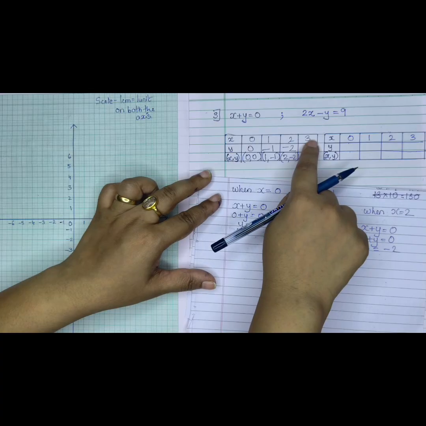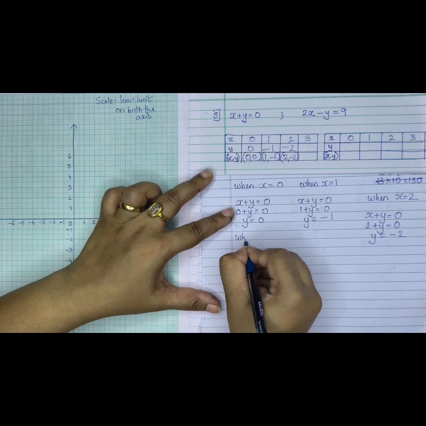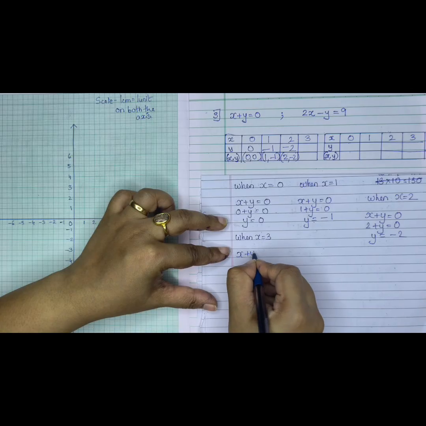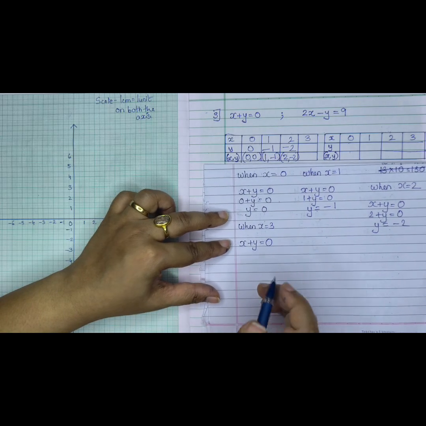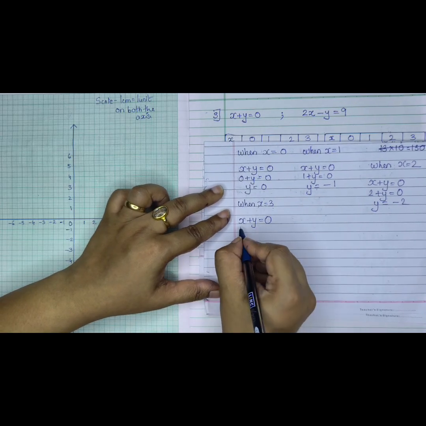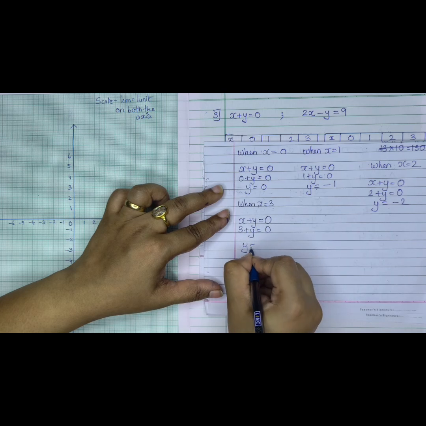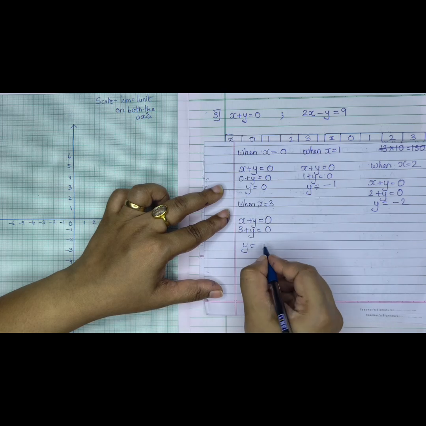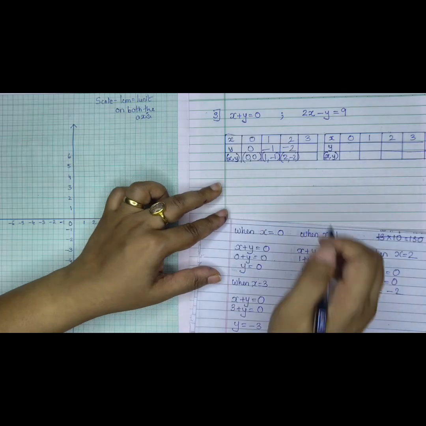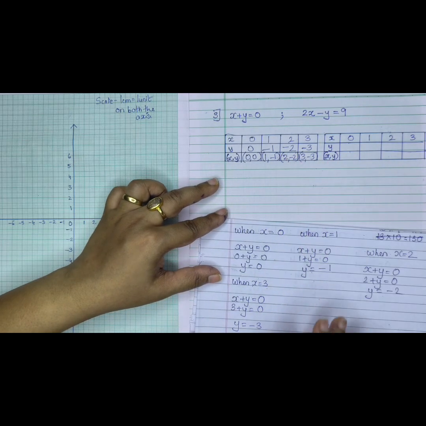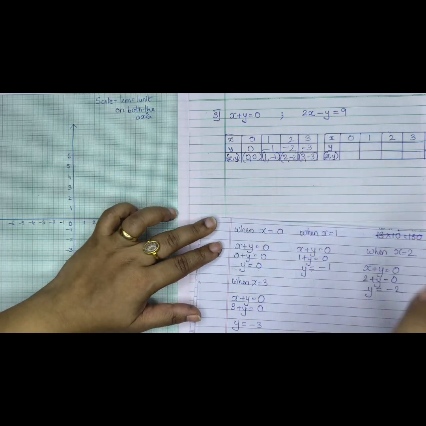Next is when x is equal to 3. Write down the same equation, x plus y is equal to 0. Now x is equal to 3. So here 3 plus y is equal to 0. Y is equal to, get this 3 here, minus 3. So we get 3 and minus 3 here. Now same way this one.